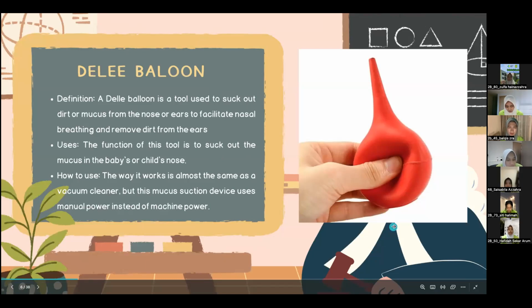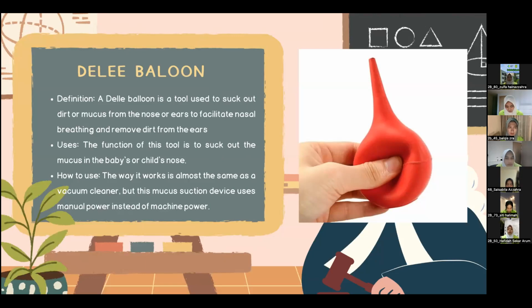Delee balloon. Definition. A delee balloon is a tool used to suck out dirt or mucus from the nose or ears to facilitate nasal breathing and remove dirt from the ears. Uses. The function of this tool is to suck out the mucus in the baby's or child's nose. How to use. The way it works is almost the same as a vacuum cleaner, but this mucus suction device uses manual power instead of a power machine.